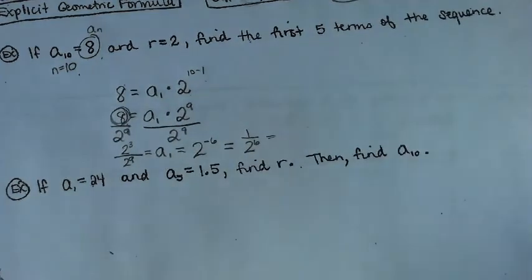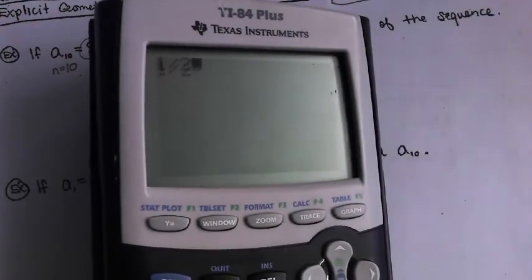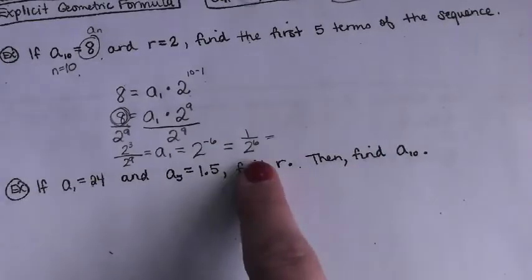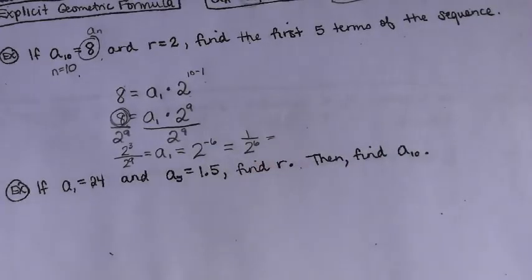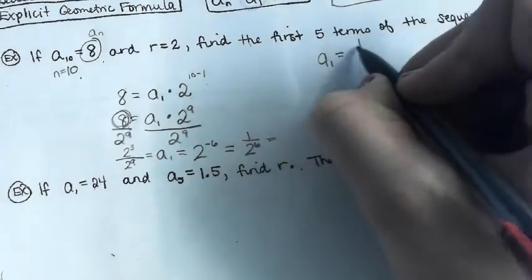So if you wanted the exact answer for this, 1 over 2 to the 6th is kind of a crazy decimal, which is why we might choose to leave it like that. Okay? So that's your first term. I'm just going to leave it like that.